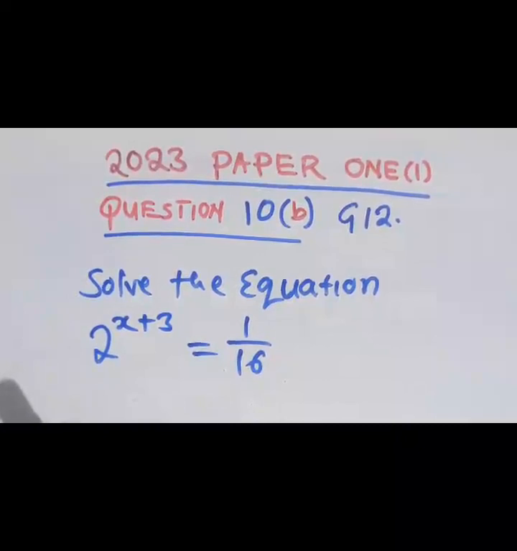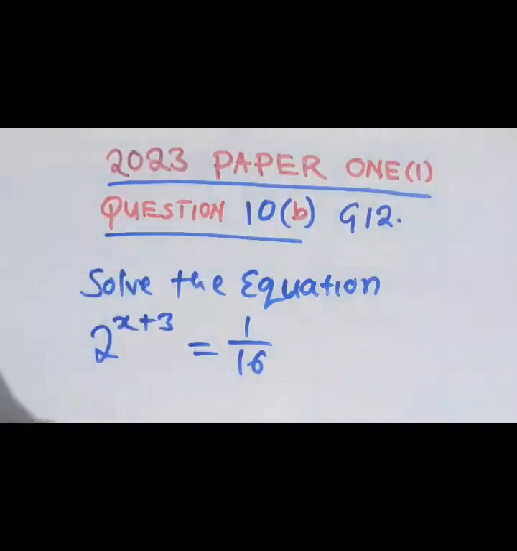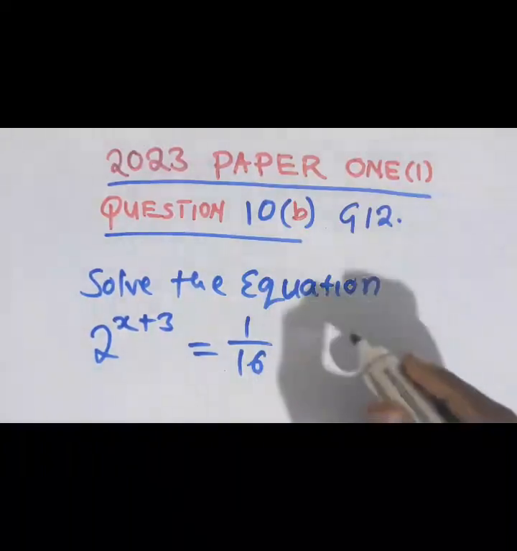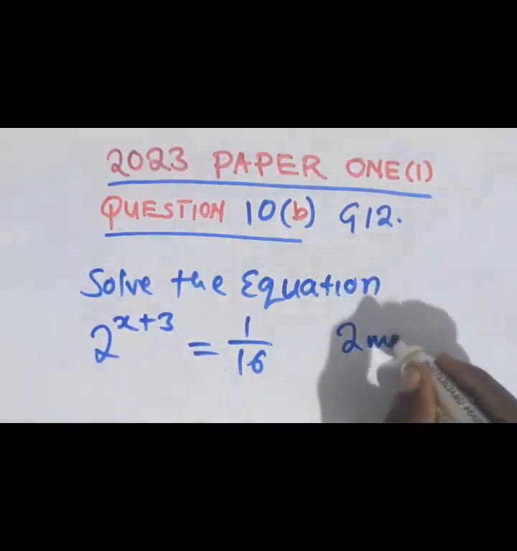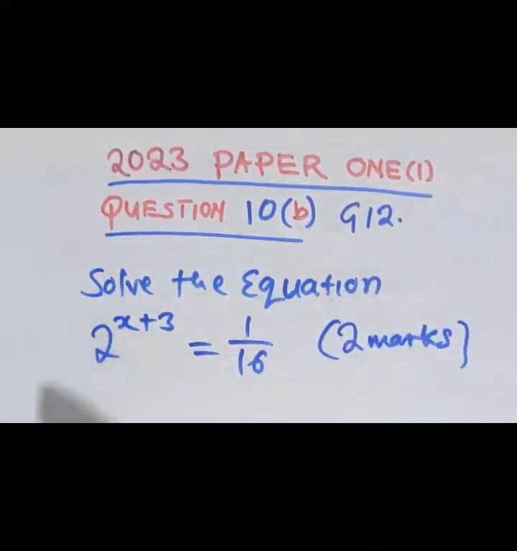Okay, so we are going to look at this question that came in the 2023 paper 1. It was specifically question 10B for the grade 12 ECZ exams. This is the question that came, and it was 2 marks. I want to help you on how you are supposed to solve this question.